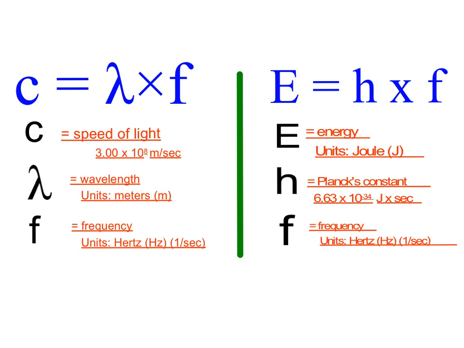So for that first one, let's look at the left. C equals a weird kind of upside down y, we call that lambda, times F. C stands for something called the speed of light. It is a constant. We talked about it a little bit in the POGL. It's the speed of light specifically in a vacuum. So 3 times 10 to the 8th meters per second. That's your C. Equals lambda, that little upside down y. It's a Greek letter. It's the variable to represent wavelength, and it is measured in units of meters.